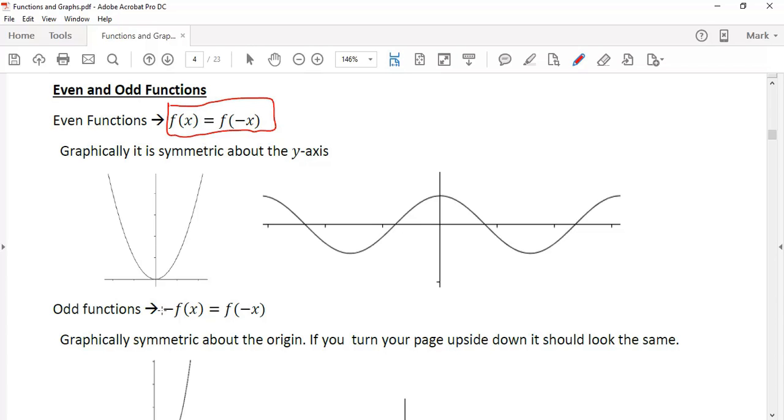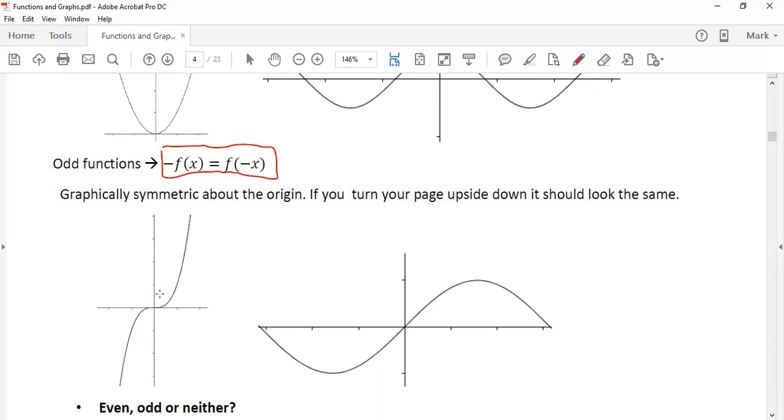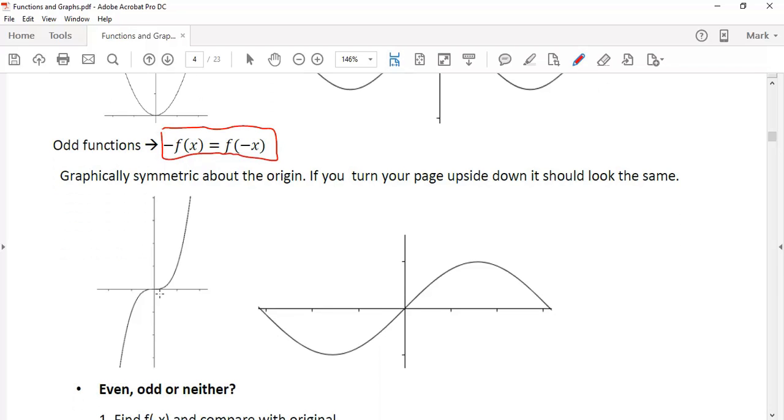Odd functions, however, follow a different rule. It follows -f(x) equals f(-x). Graphically, it's symmetric about the origin. So if you flipped your page upside down, the graph will look exactly the same. Most likely when you get questions, you have to prove if it's either an even function, an odd function, or neither.